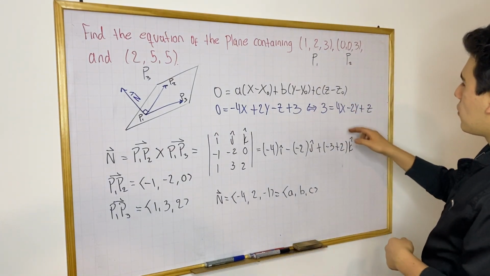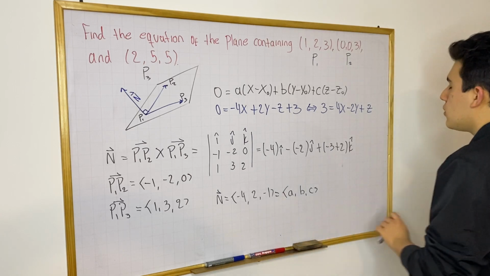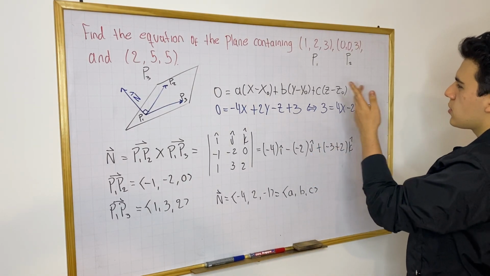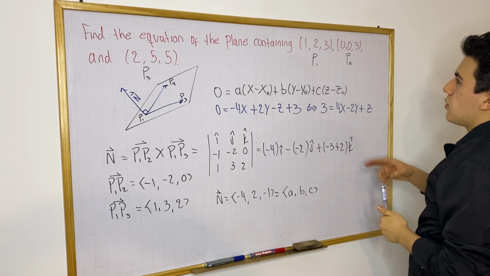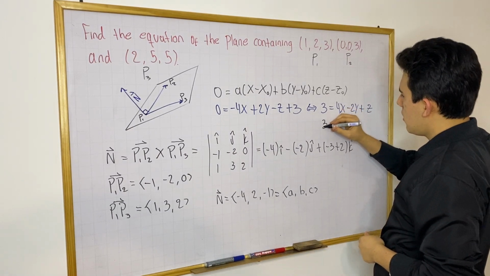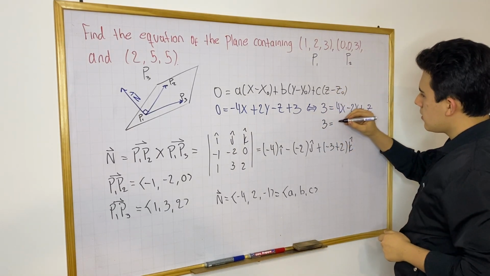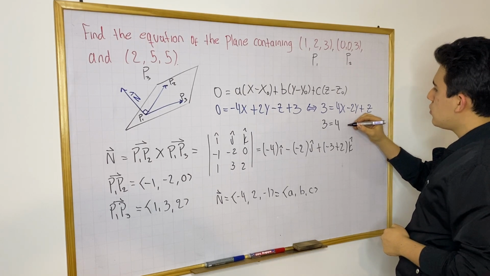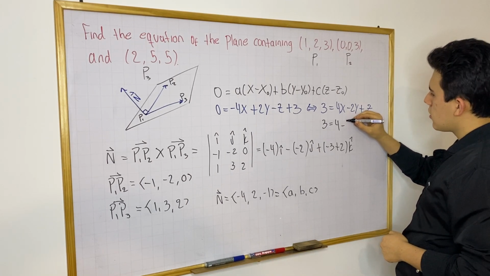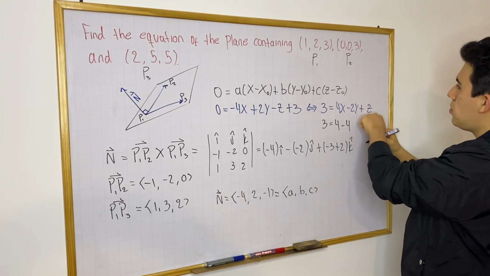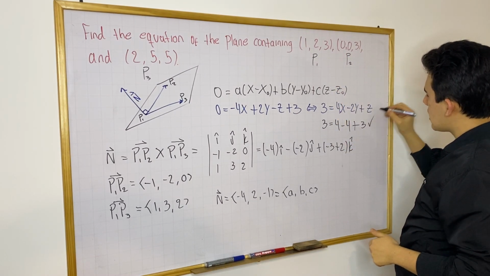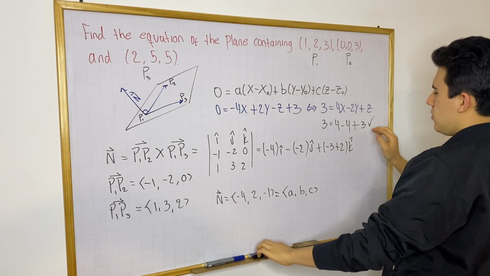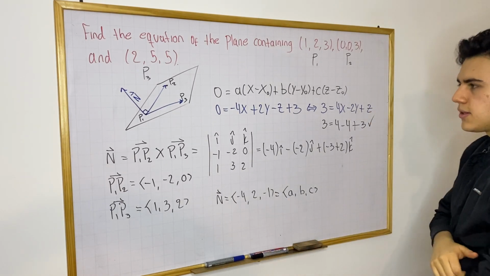And then we can see if it works by plugging in some values. So let's try out P1. We know we should get that 3 is equal to 4 times 1, that's going to be 4, minus 2 times 2, that's going to be minus 4, and then plus z, we know it's going to be 3, so this indeed checks out, okay? So this plane equation works out nicely.